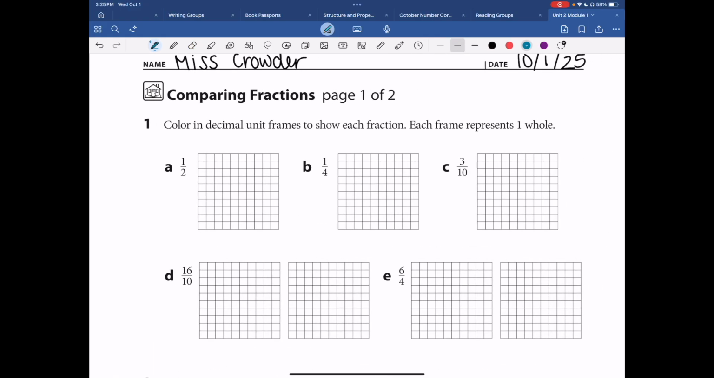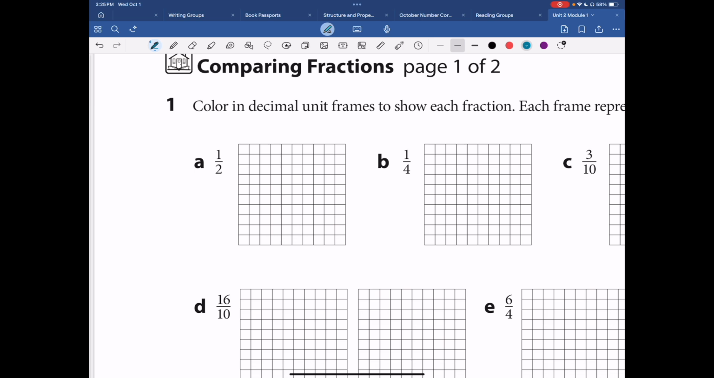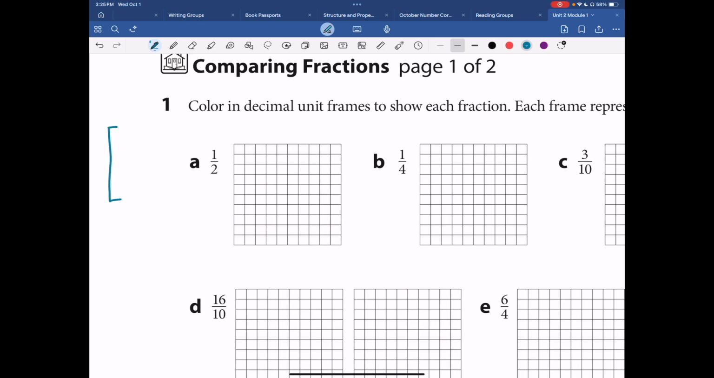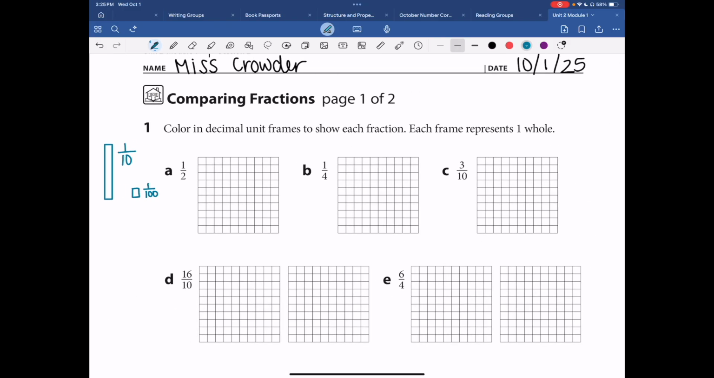So again, I'm going to write this off to the side. You can write it too to help you. One entire column would be 1/10 because there's 10 in all. And then one small square is 1/100th. Okay? So on A, it wants us to color in half of it.